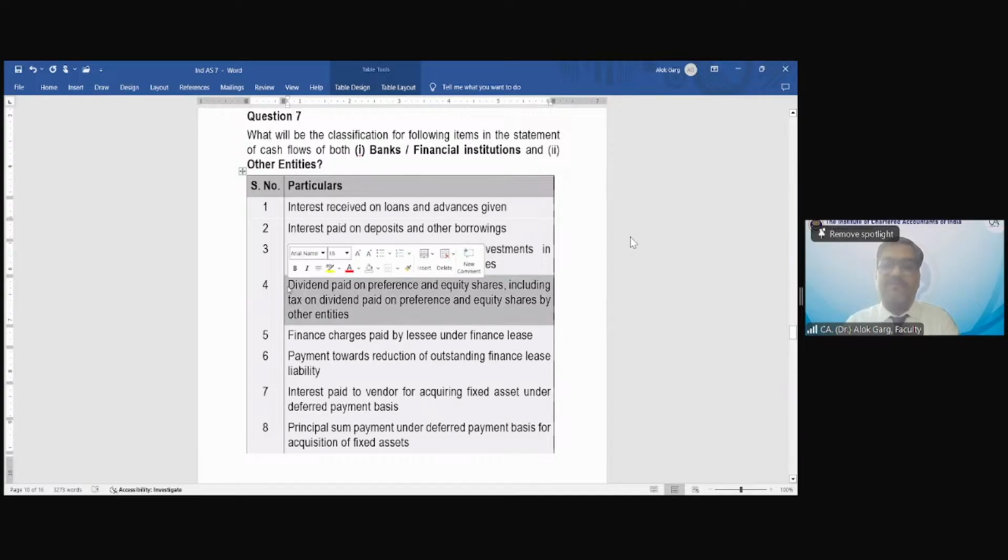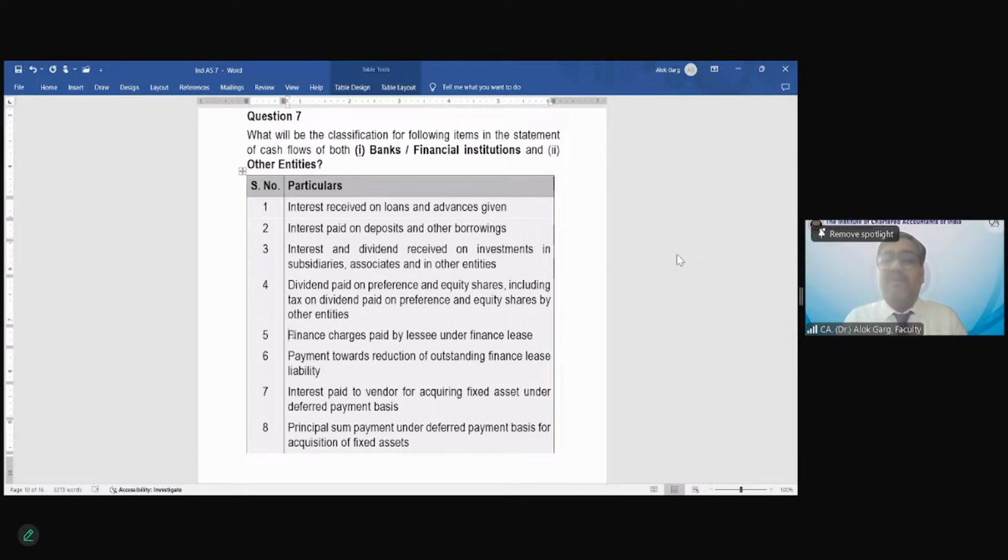Question number 4, dividend paid on preference and equity shares, including tax paid on the dividend paid. Financing. Financing activity for both the entities, right? Yeah. Finance charges paid by lessee under a finance lease. Financing activity.